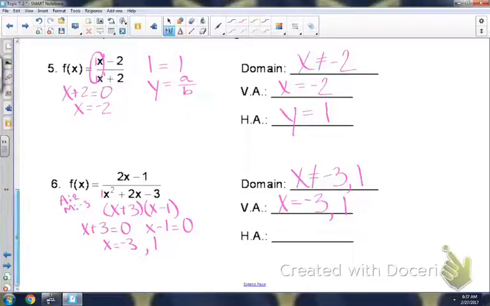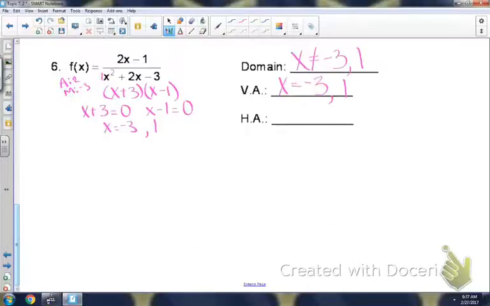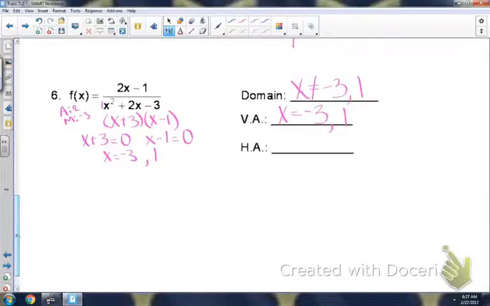Horizontal, that's what we did today. So look at your degree. The degree of the top, remember, is the highest exponent of your variable, so that's a 1. The degree of the denominator is a 2. 1 is less than 2. Whenever the numerator degree is less than the denominator degree, it's y equals 0.